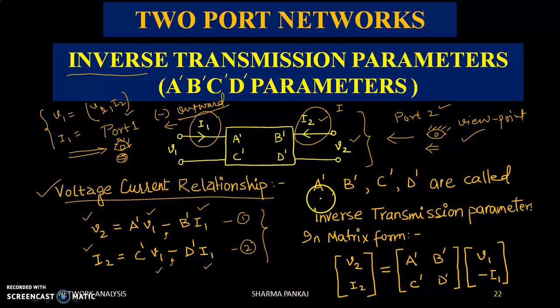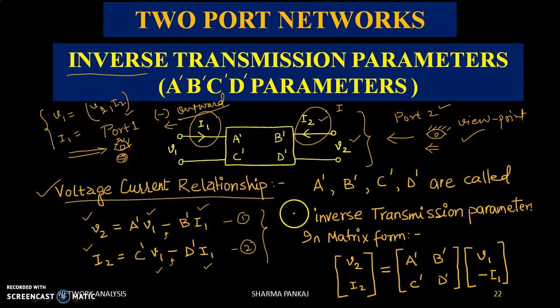Dear friends, these A', B', C' and D' are called inverse transmission parameters. Why inverse? Because the position of analysis has been inverted from port number 1 to port number 2. Initially, in transmission parameter, we were writing the equation with respect to port number 1. But in this A' B' C' D' parameter case, the point of reference is port number 2.